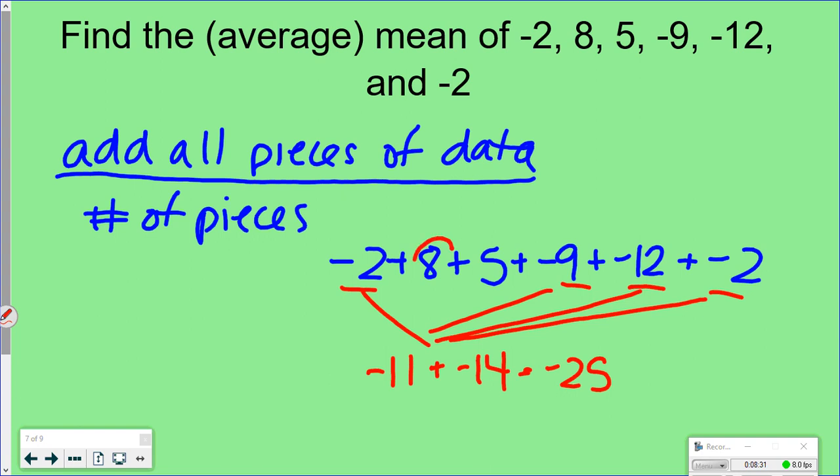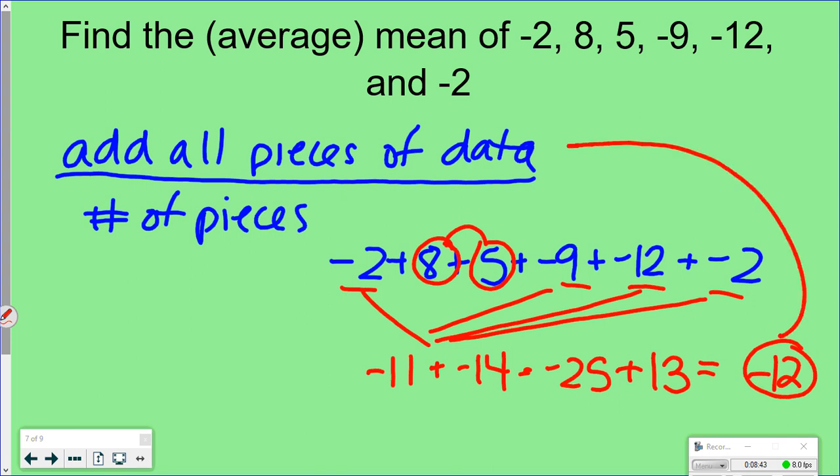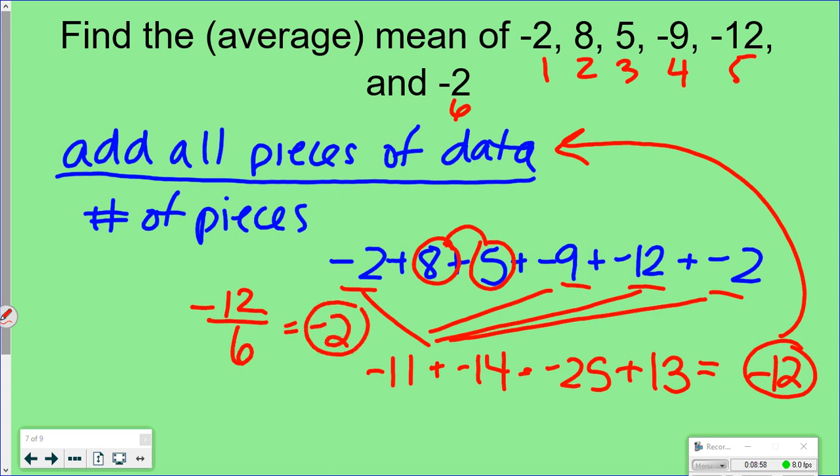And then I have my things right here. So plus 13, because those two equals 13. And then I would have a negative 12. Okay, so that's adding my pieces of data. Then I would take my negative 12 and divide by my number of pieces. So how many do I have? I have 1, 2, 3, 4, 5, and 6. Dividing by 6, and I would get a negative 2. Negative 2 would be the average of this set of data.